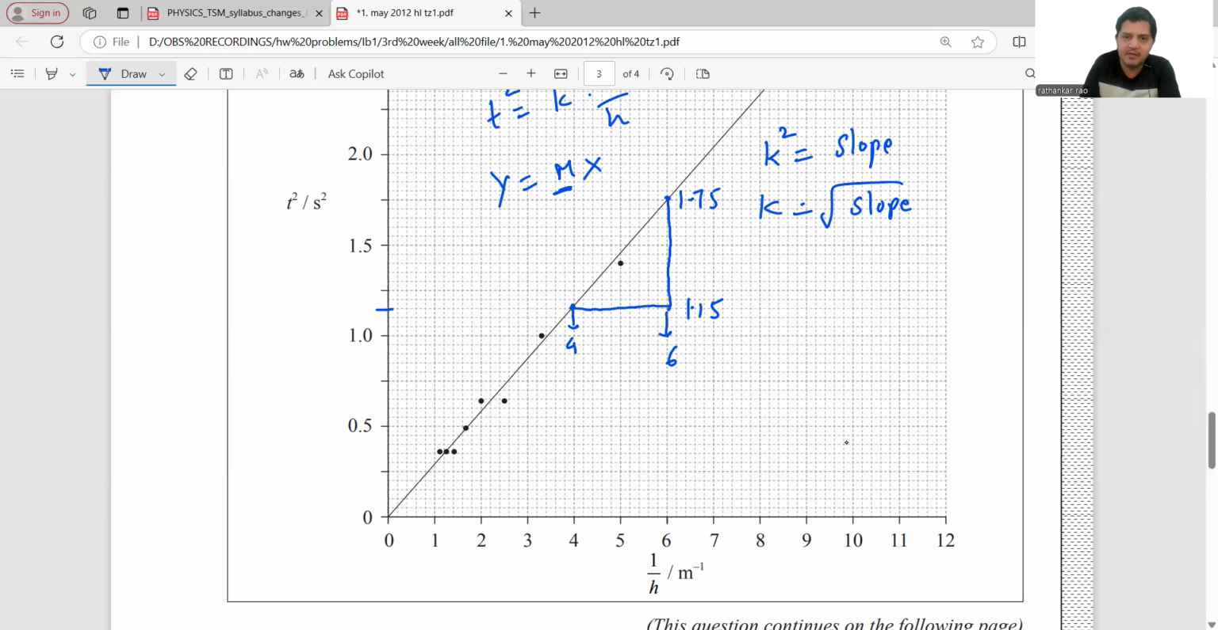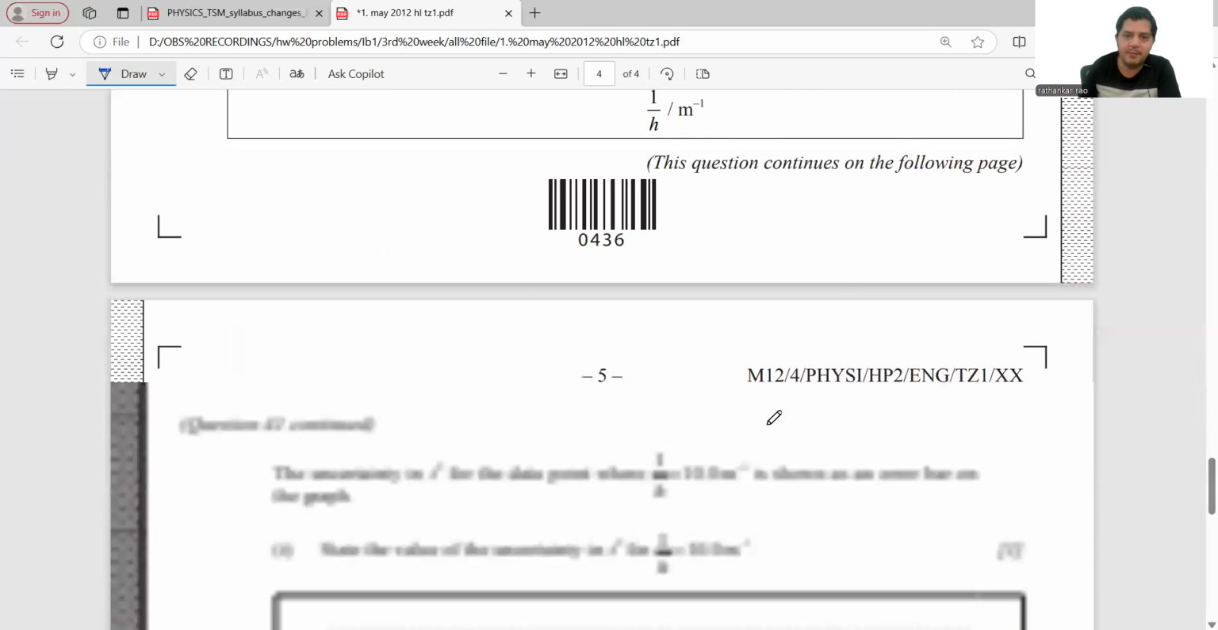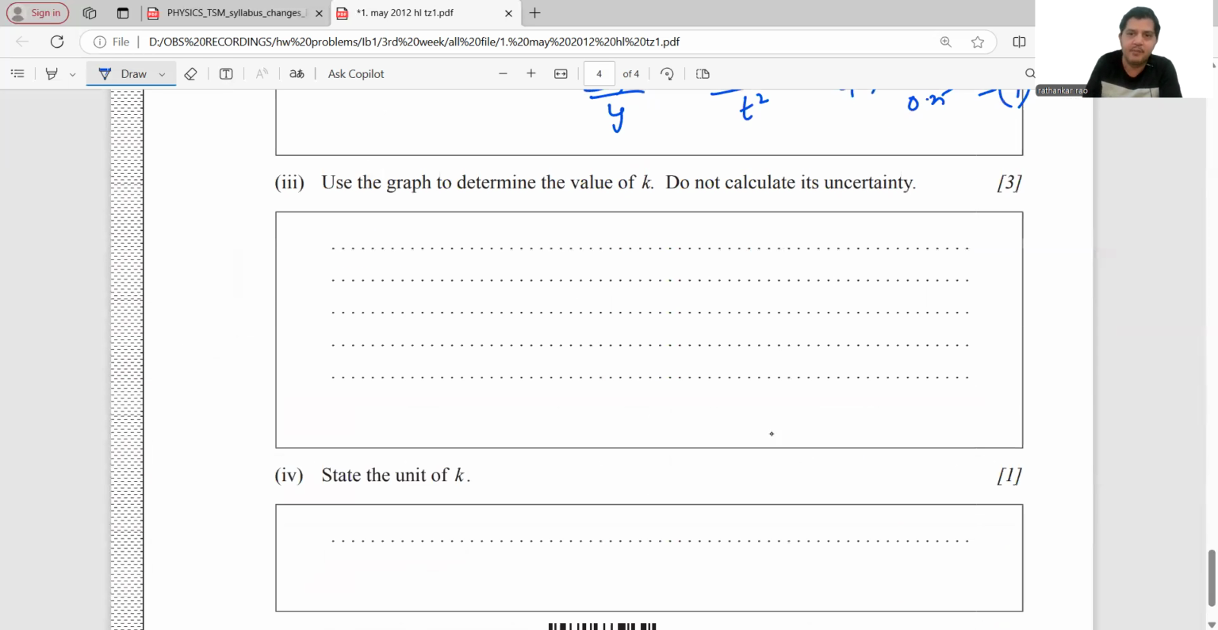Now, slope. What is the value of slope? Slope should be equal to the difference in y divided by the difference in x. 1.75 minus 1.15 is 0.6, and 6 minus 4 is 2. So 0.6 divided by 2 should be equal to 0.3. Thus, we have got the value of slope to be equal to 0.3. No need of uncertainty. This is for 3 marks.